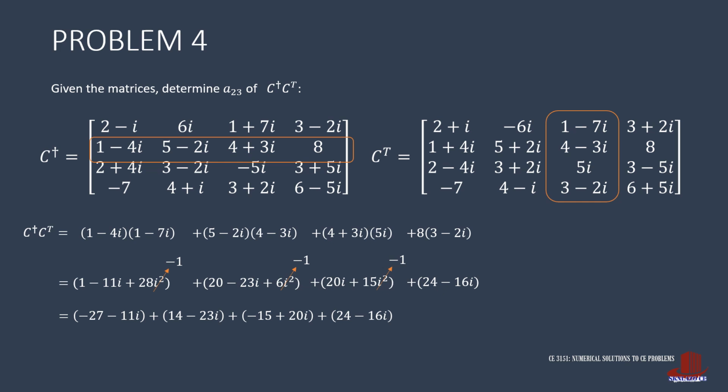All we needed to do now is to collect similar terms. The real numbers are negative 27, 14, negative 15, and 24, resulting to negative 4. The imaginary numbers have negative 11I, negative 23I, 20I, and negative 16I, which become negative 30I. So C dagger times C transpose is negative 4 minus 30I.